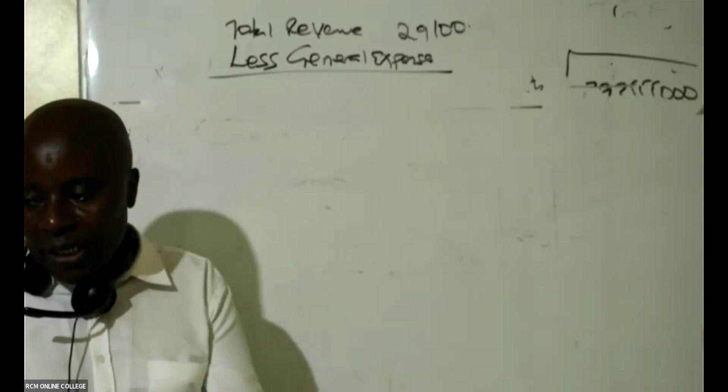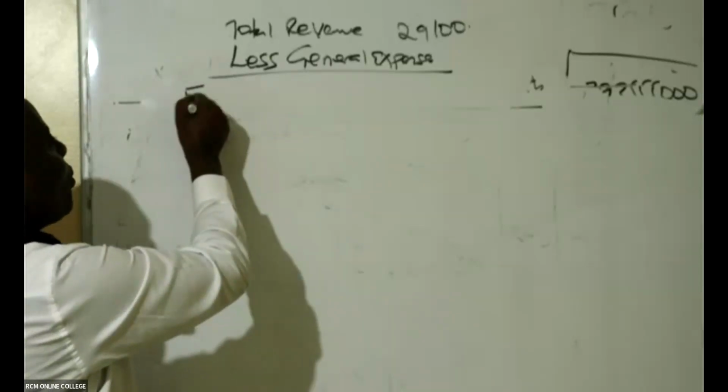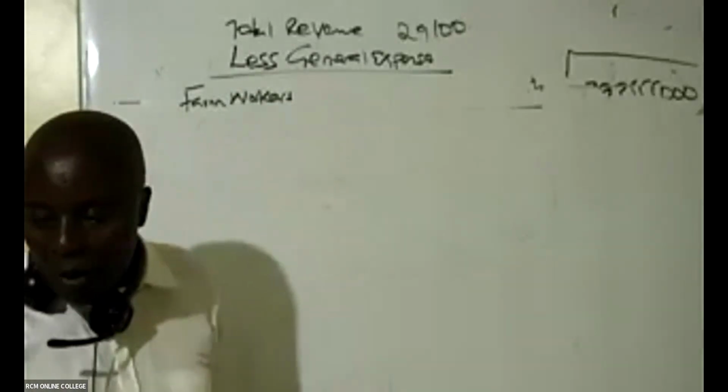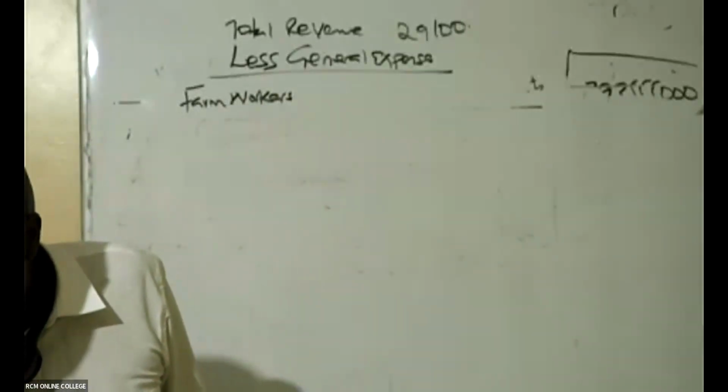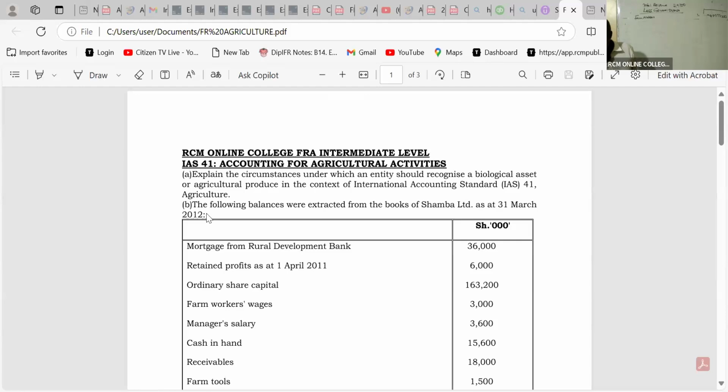All right. So we look at our trial balance. At our trial balance, we are able to see the farm workers expenses or wages. If you look at the question here, you are able to see the farm workers wages. It is neither in crops, neither in livestock. It's a common expenditure. So the farm worker wages, 3,000. Put this in brackets like that.